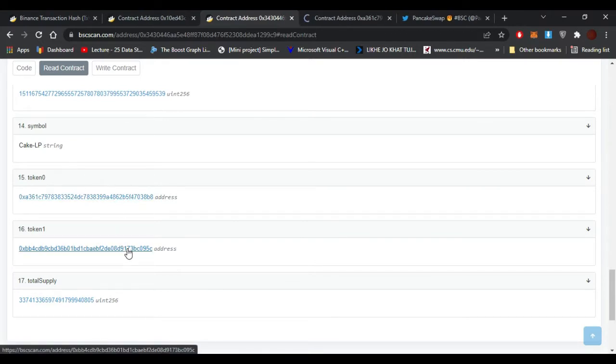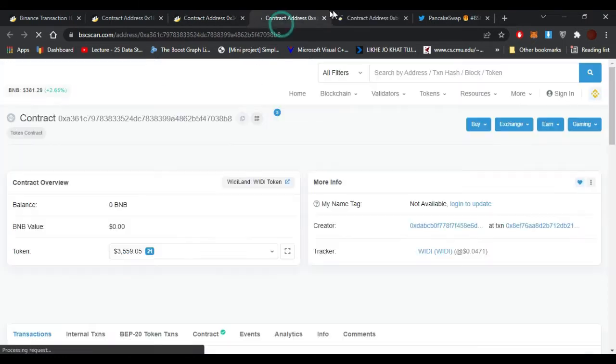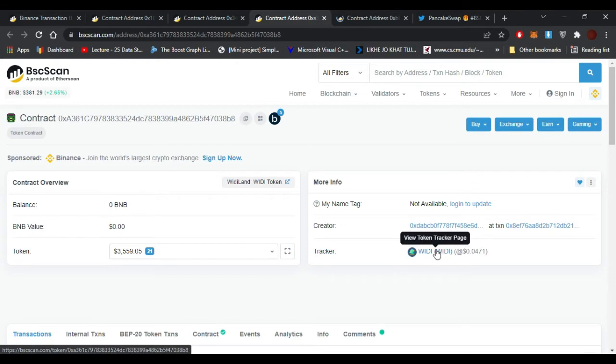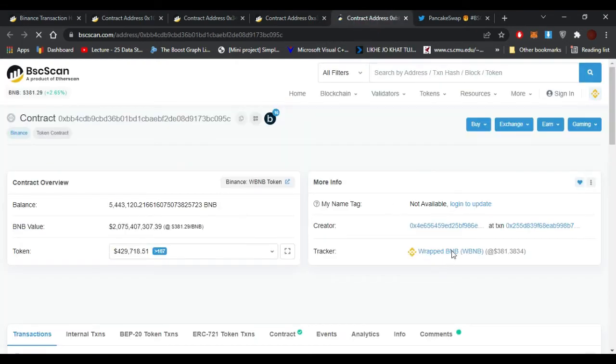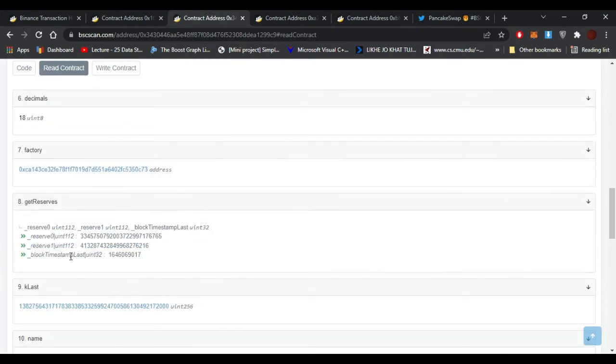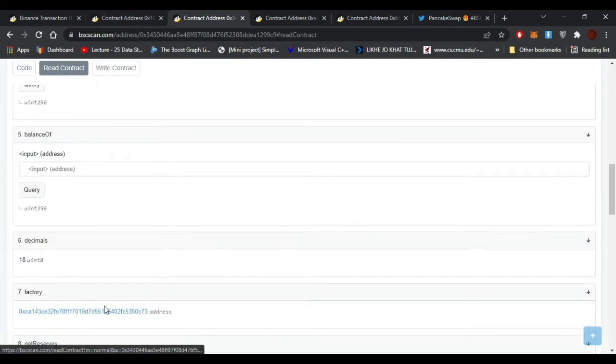So now these two addresses that are open, these are the two tokens. So this is the VD token address, right? And this is the BNB token address, right? And also from this pool address you can actually get the factory contract out of this. So this is the factory, right?